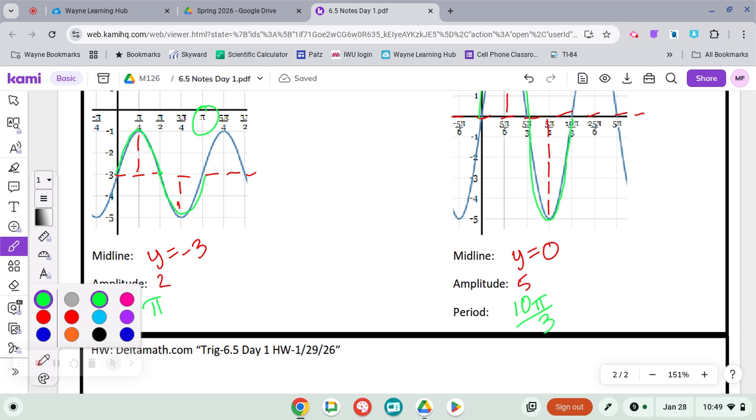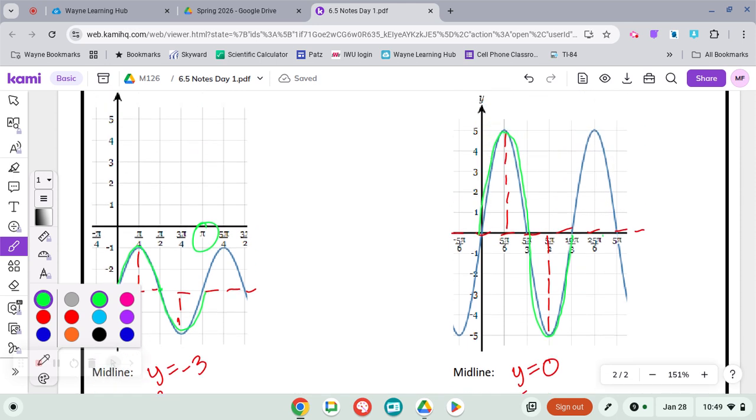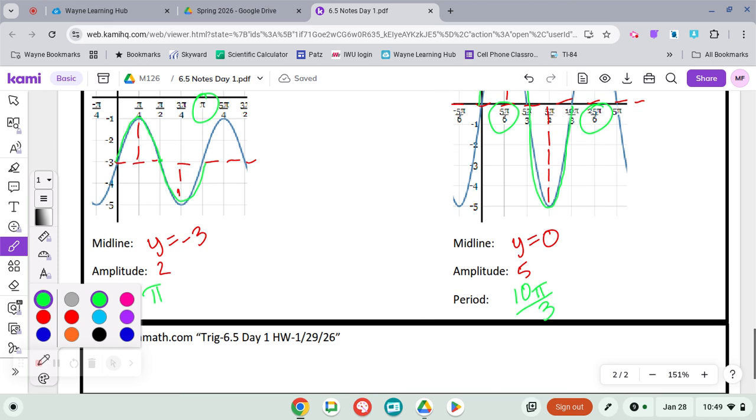If you prefer the peak-to-peak method, you could have done 25 pi over 6 minus 5 pi over 6. That's going to leave you with 20 pi over 6, which if you reduce is then 10 pi over 3.